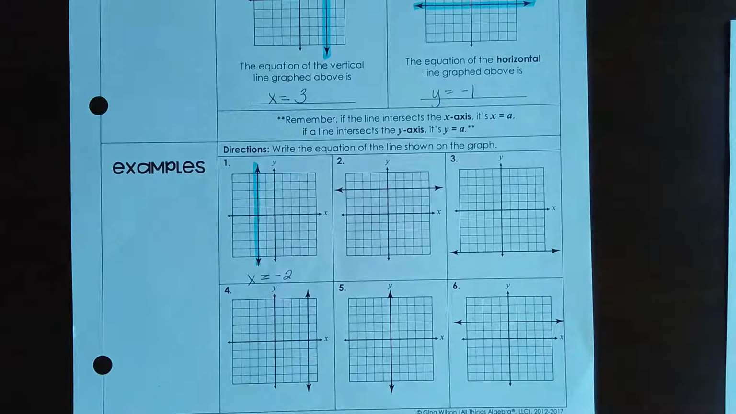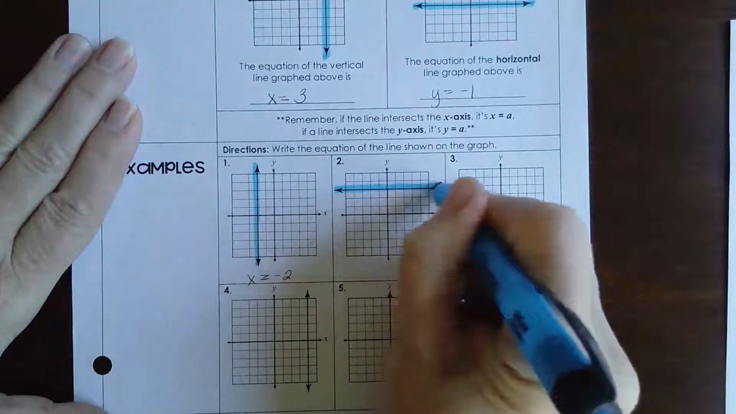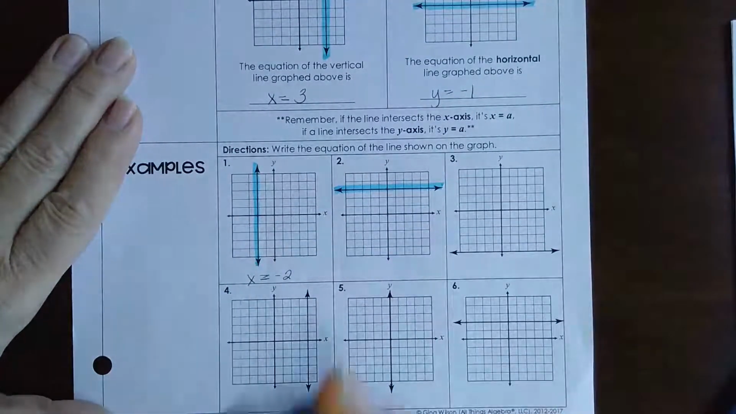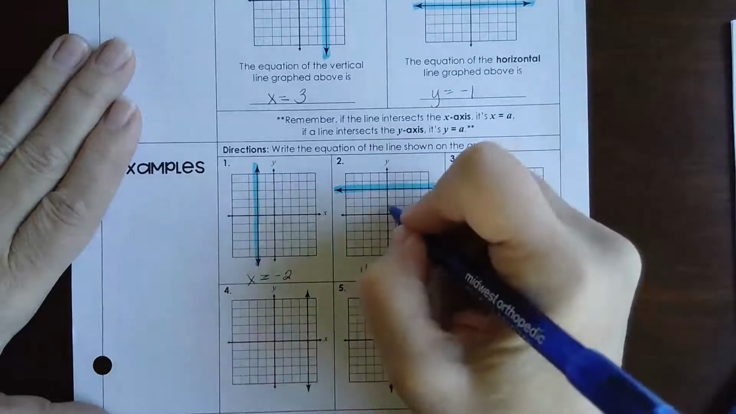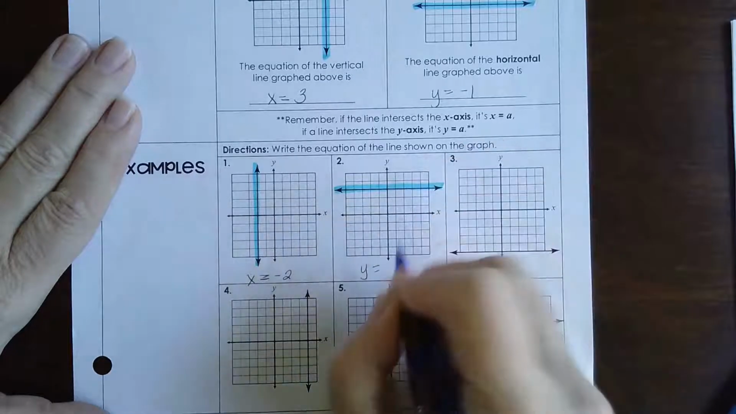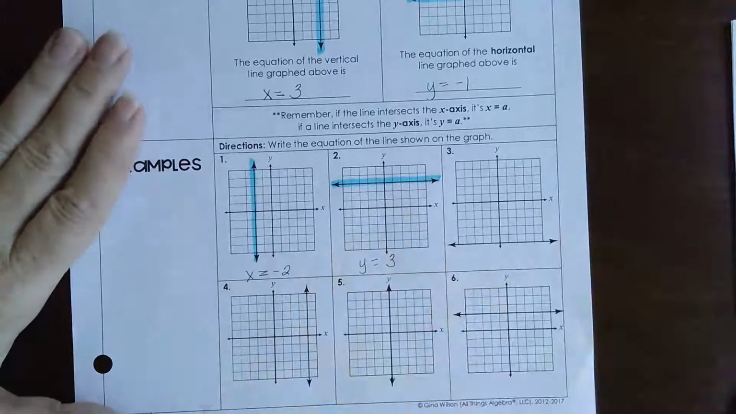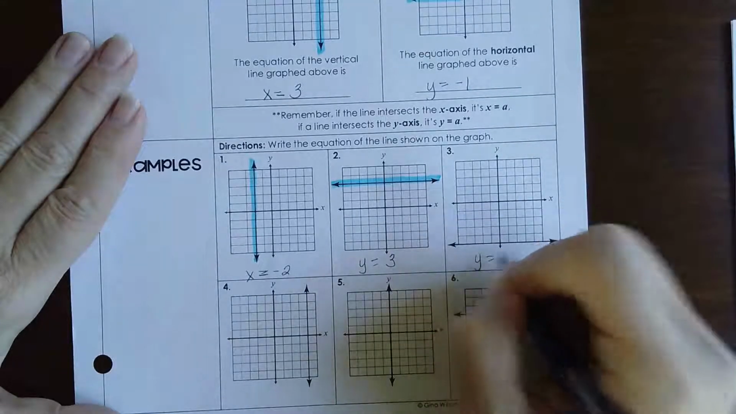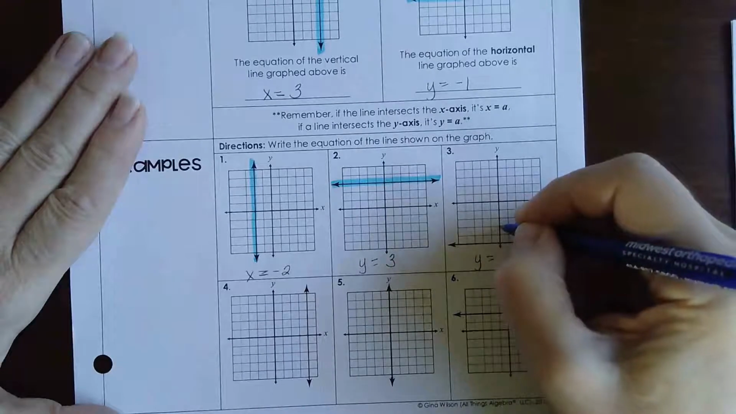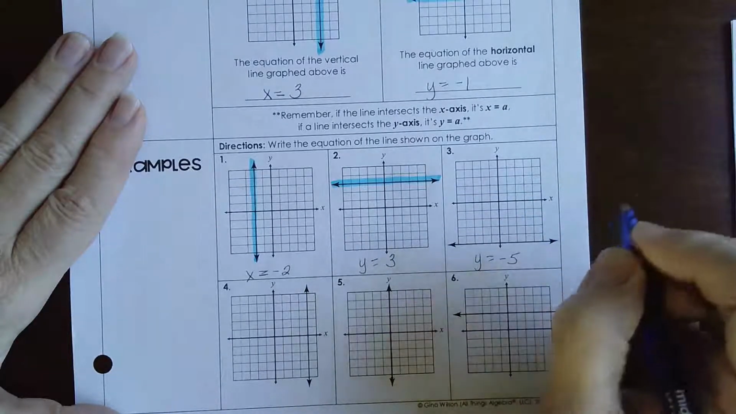All right, welcome back. Here's our second line. This is going to be y because it crosses the y-axis, and we went up 1, 2, 3. So number 2 is y equals 3. Number 3, it crossed the y-axis again, so it's going to be y equals 1, 2, 3, 4, 5. We went down 5, so it'll be -5.